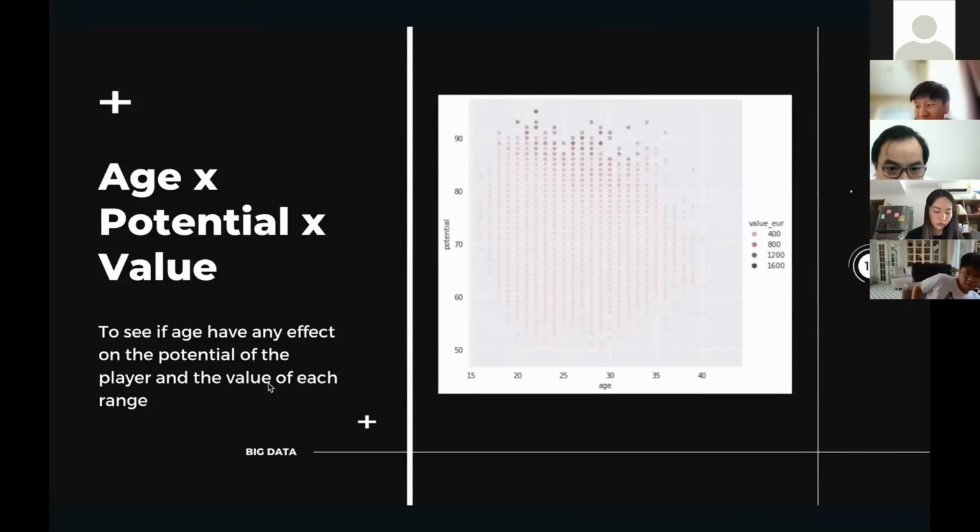And this one is comparing the age and potential and the value of the player. I want to know if age also has any different effect on the potential and the value of the player. On this graph, what we can see clearly is the value of the player: the higher the potential, the higher the value of each player would be, but we cannot see the trend between potential and age clearly yet.